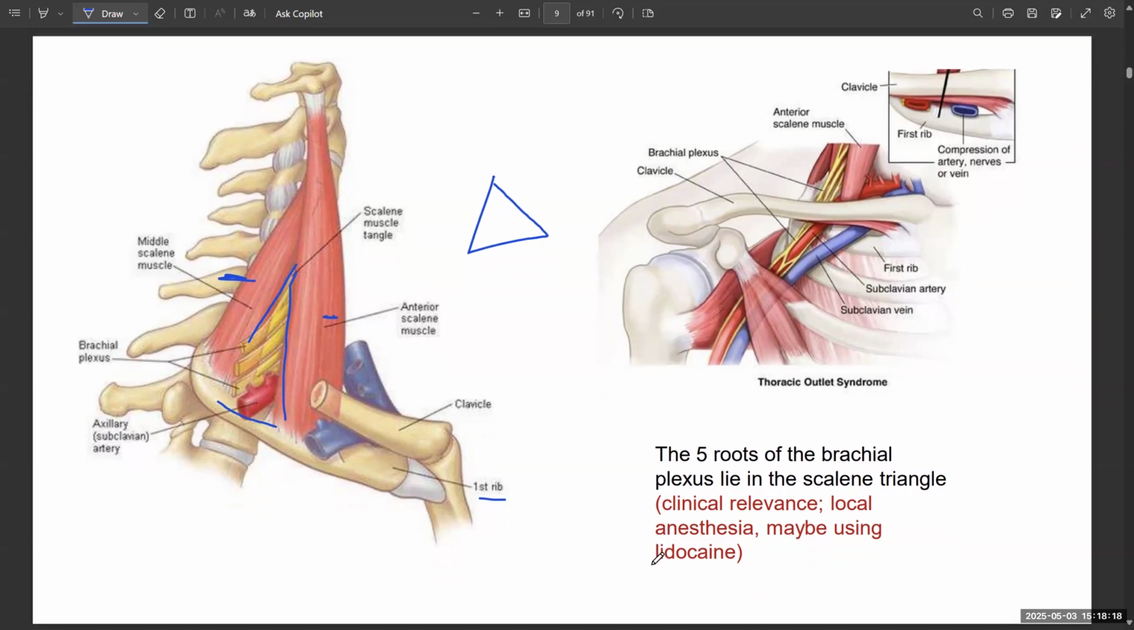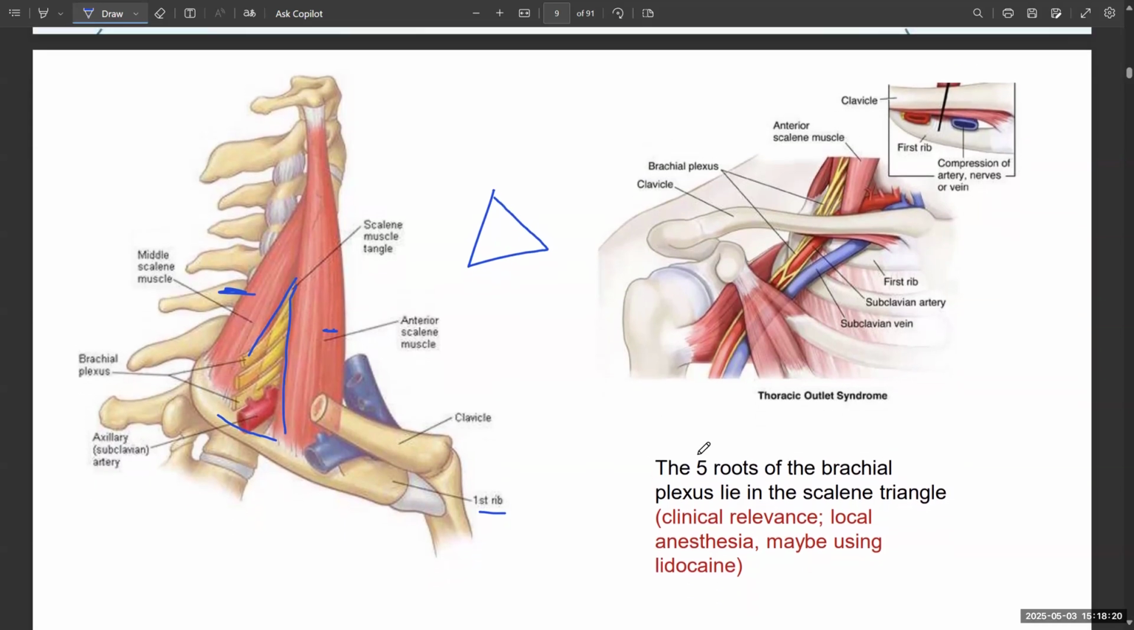Now, what is the relevance of this? Why are we talking about this? First of all, if you want to give local anesthesia. So we all know that the brachial plexus basically supplies the whole of the arm. Okay, so it supplies the arm, the forearm, the hand and the fingers. If you want to block pain in any of these parts, we're just going to block the brachial plexus at the top. It's going to remove the pain sensation from the whole arm. So when you give, for example, a lidocaine injection, you're going to block all the pain, right? That is the clinical relevance.